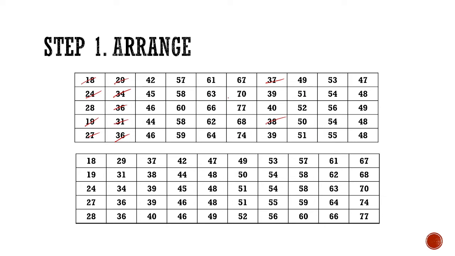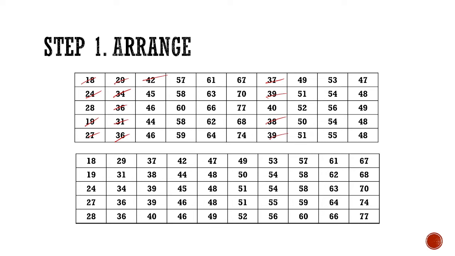Dalawang 39, 39, then what's the other 39? 39, then we have 42. So ito na yung pinaka-tedious. Pero actually, you can also use Excel in doing this. You just need to sort the data using the sort button on the ribbon. As you can see here. Ayan. So basically, ganun ang mangyayari.